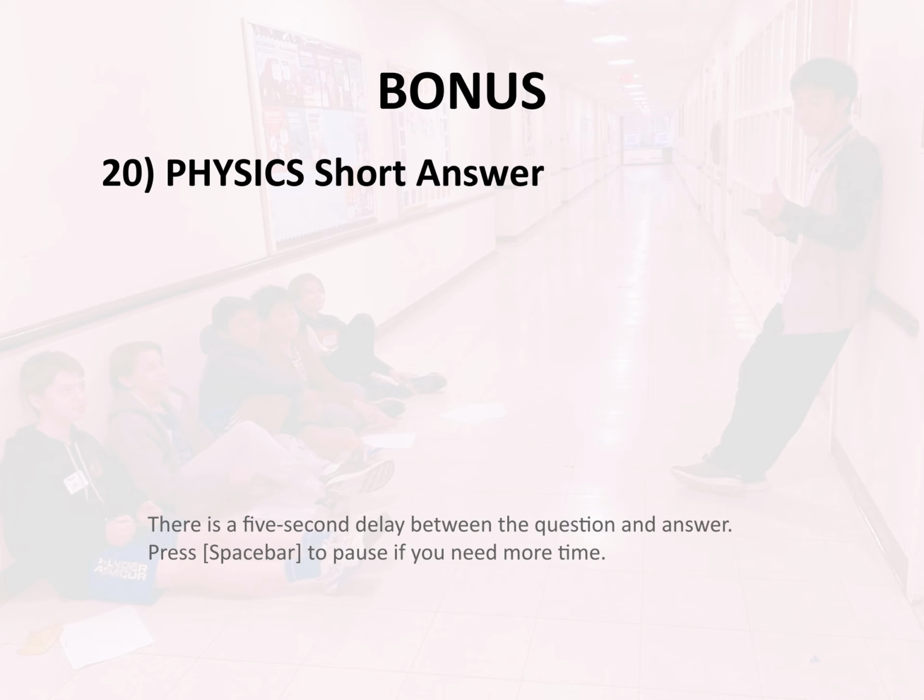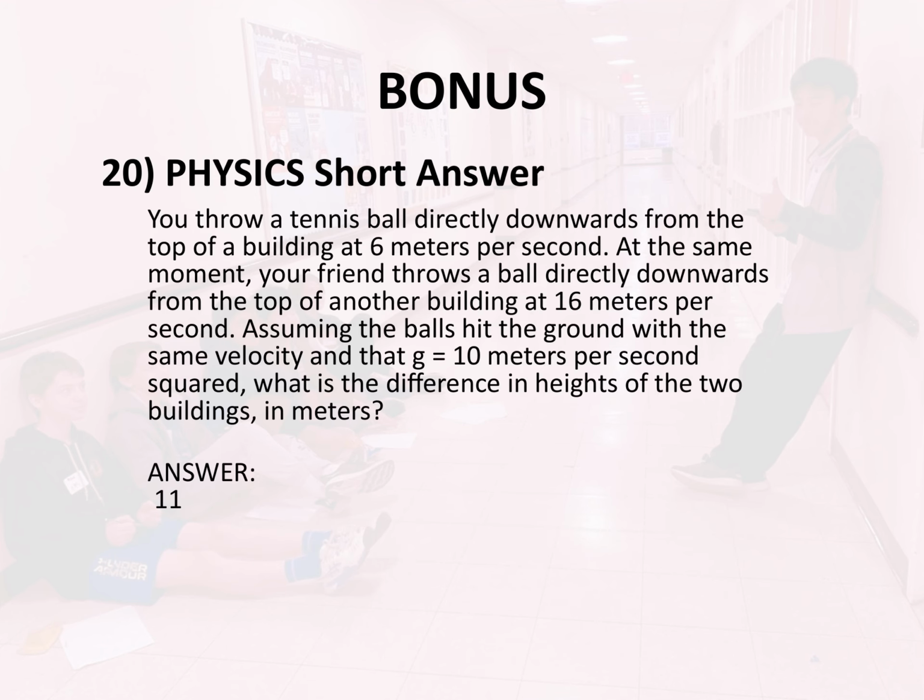Bonus 20. Physics. Short answer: you throw a tennis ball directly downwards from the top of a building at 6 meters per second. At the same moment, your friend throws a ball directly downwards from the top of another building at 16 meters per second. Assuming the balls hit the ground with the same velocity and that g equals 10 meters per second squared, what is the difference in heights of the two buildings, in meters? Answer: 11.